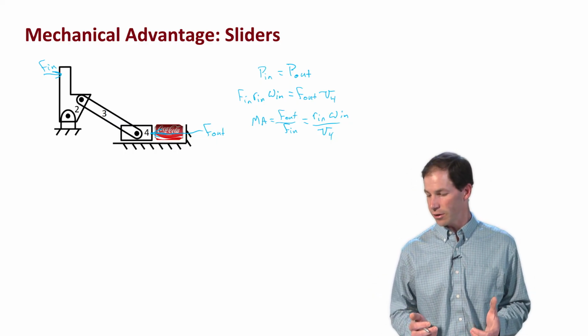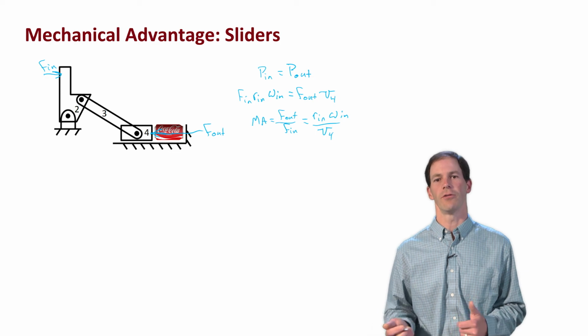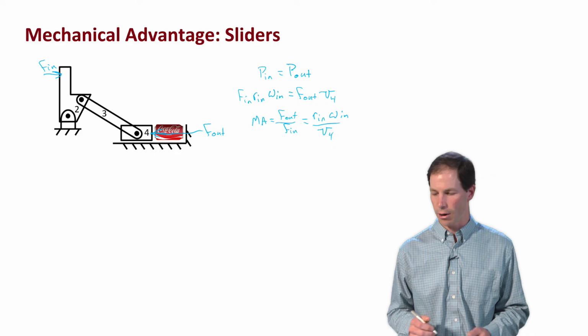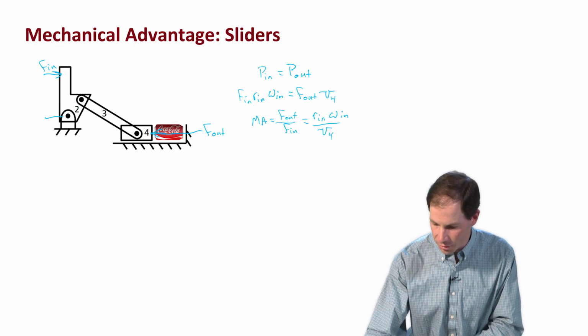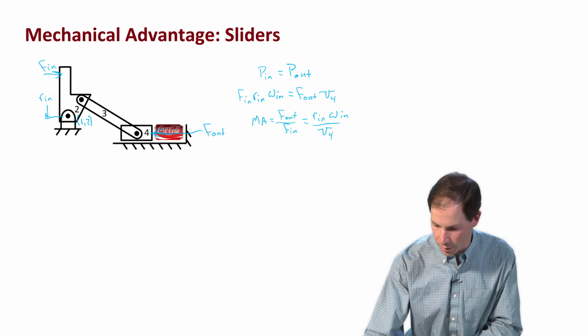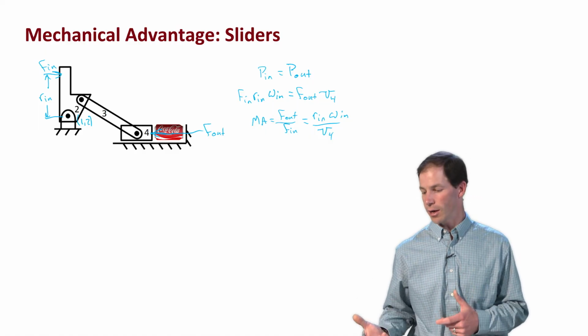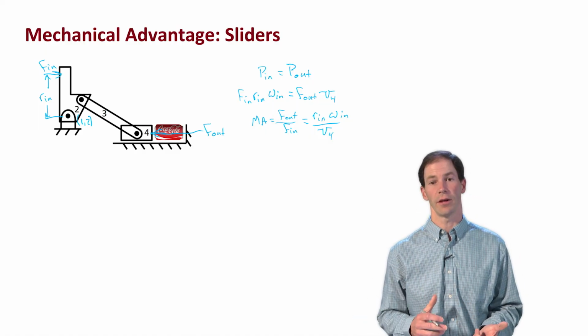My input link is link 2, so I could substitute omega 2 for omega in. And I know that link 2 is pivoting on ground, so I can very quickly say I'm going to measure that with respect to instant center 1, 2. So this is my radius in. So that's pretty easy.